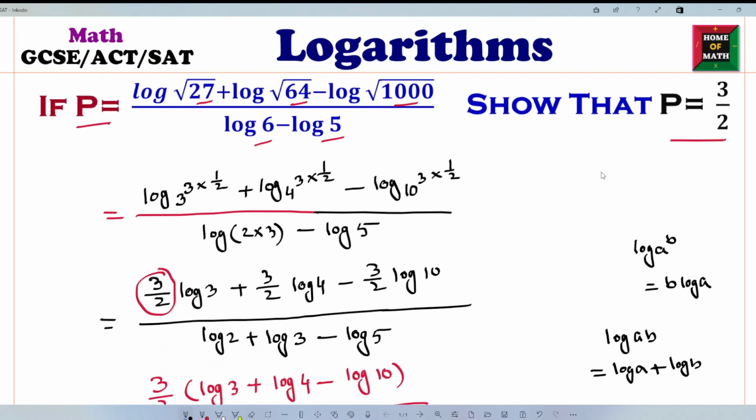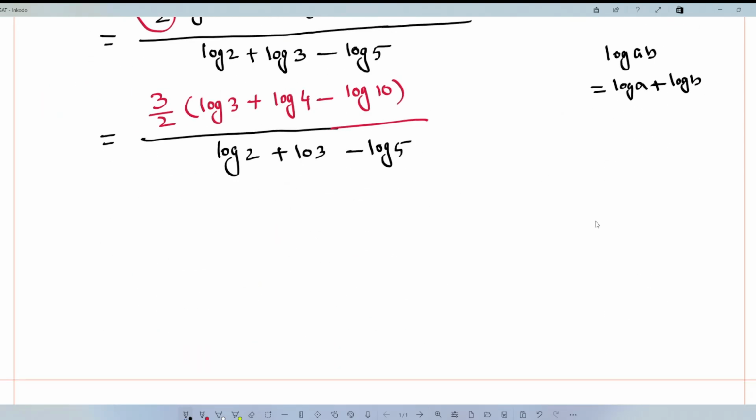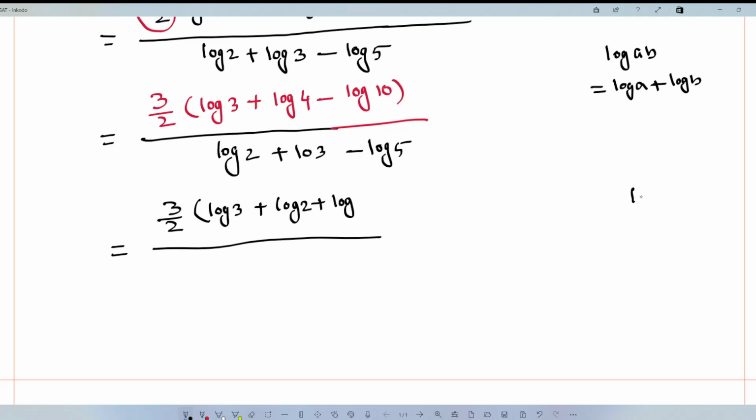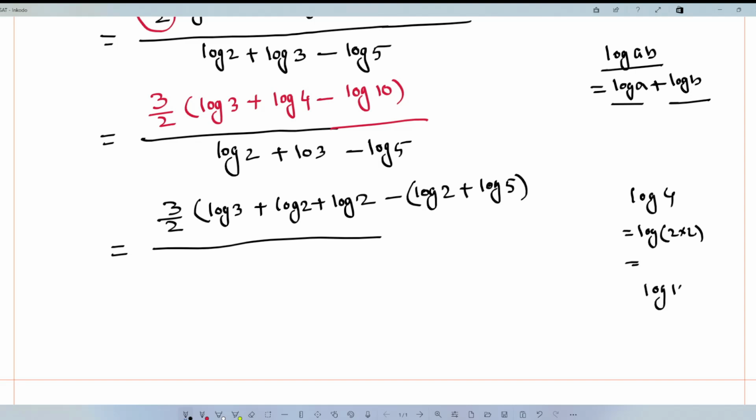Look, our target is to make p equal to 3 by 2. Now look, 3 divided by 2, here is log 3 plus this log 4, we can write log 2 plus log 2. How? Because log 4 we can write log 2 times 2. So as per log AB we can write log A plus log B. Similarly, this one we can write log 2 plus log 2, and this log 10 we can write minus log 2 plus log 5. How? Because log 10 means log 2 times 5, right? This one we can write like this.